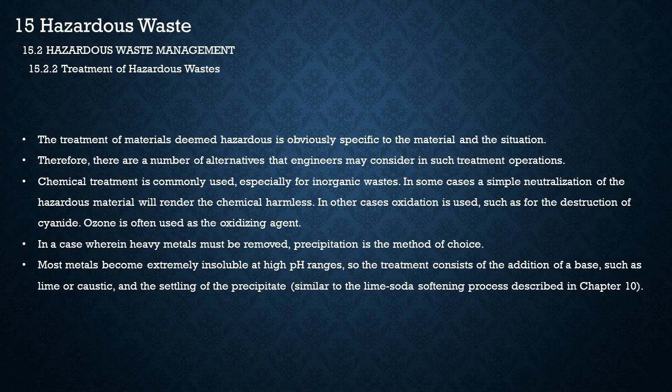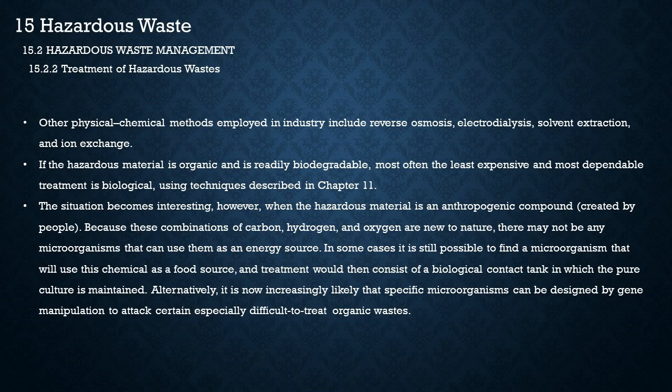In a case wherein heavy metals must be removed, precipitation is the method of choice. Most metals become extremely insoluble at high pH ranges, so the treatment consists of the addition of a base, such as lime or caustic, and the settling of the precipitate, similar to the lime soda softening process described in Chapter 10. Other physical-chemical methods employed in industry include reverse osmosis, electrodialysis, solvent extraction, and ion exchange. If the hazardous material is organic and is readily biodegradable, most often the least expensive and most dependable treatment is biological, using techniques described in Chapter 11.